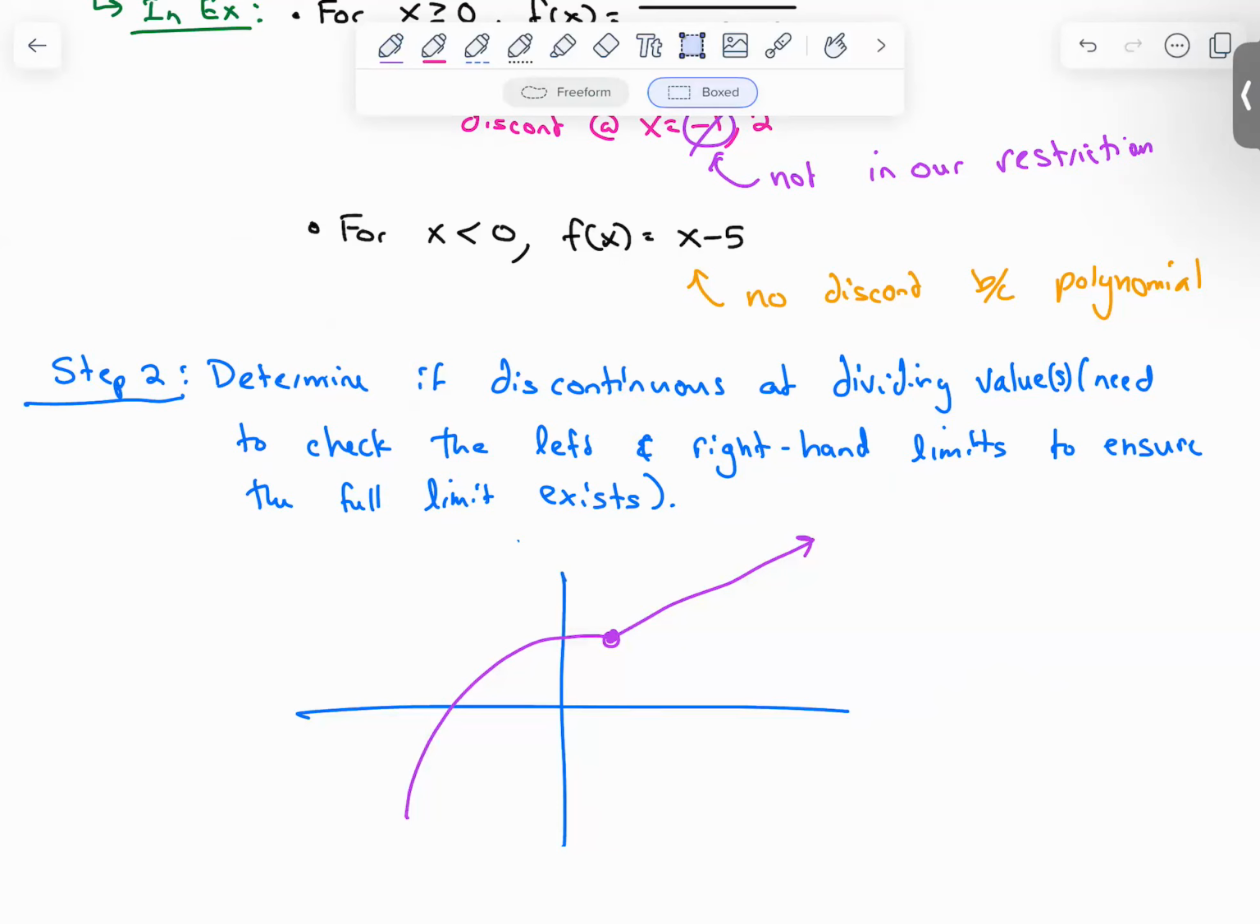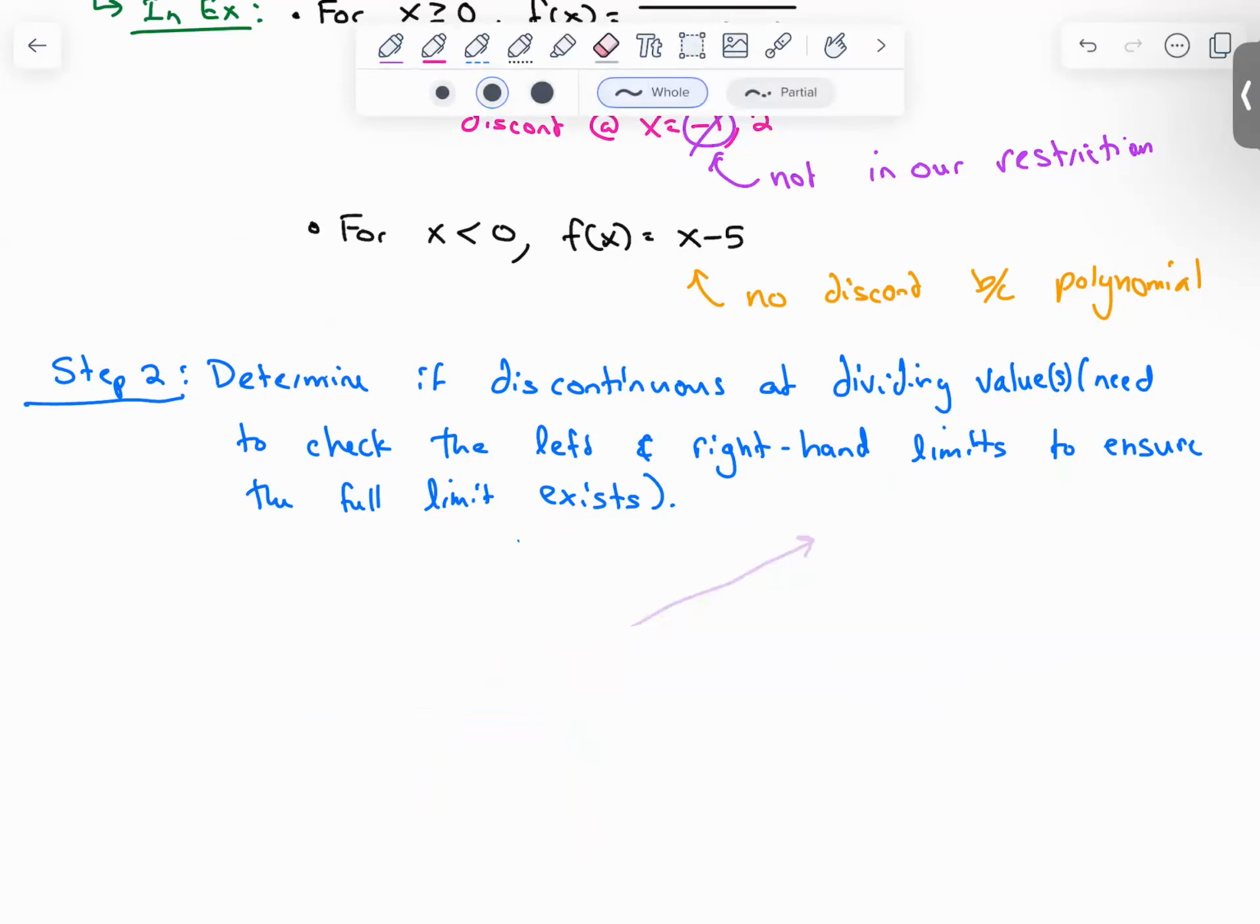So when it's a dividing value, you can't just plug in the full limit. You need to check the left and the right. And if they equal each other, they exist, and we're good. So in the example, we only have one value, at x equals 0. That is our dividing value. We'll check the left-hand limit, we'll check the right-hand limit, see if they equal.